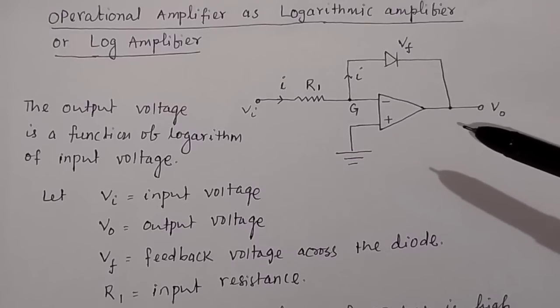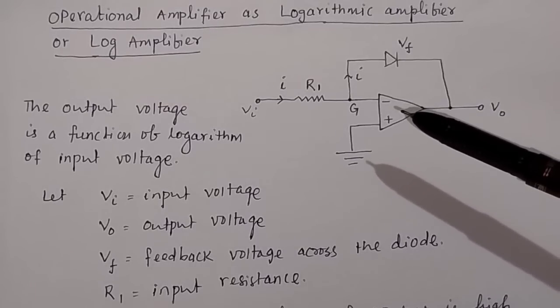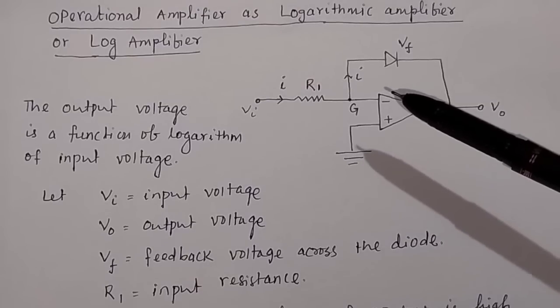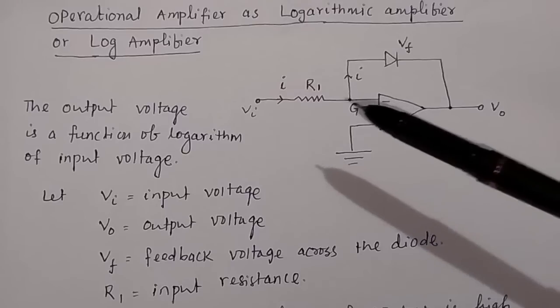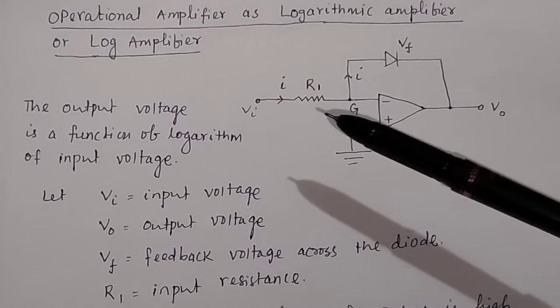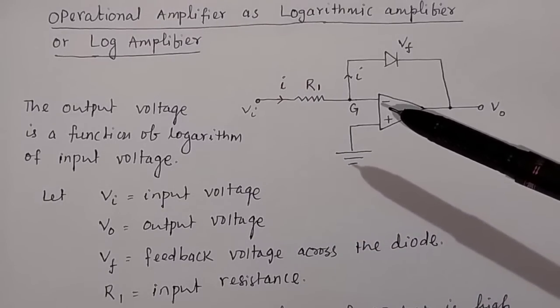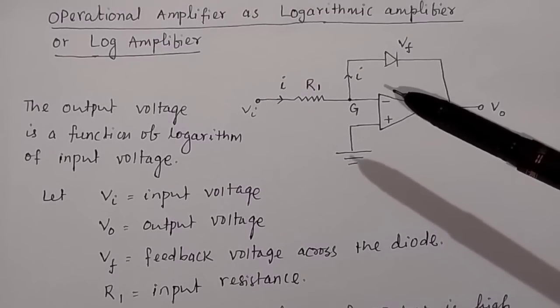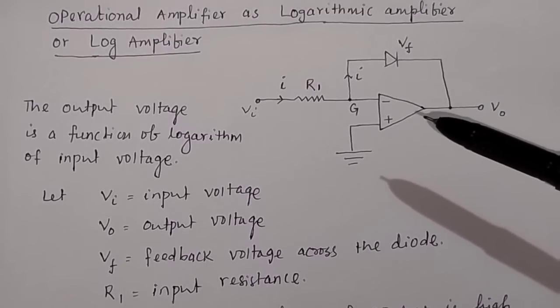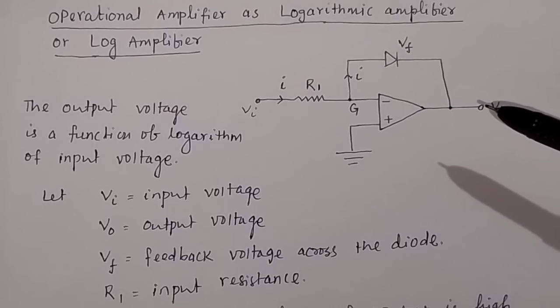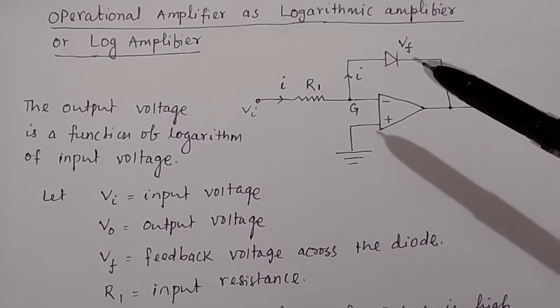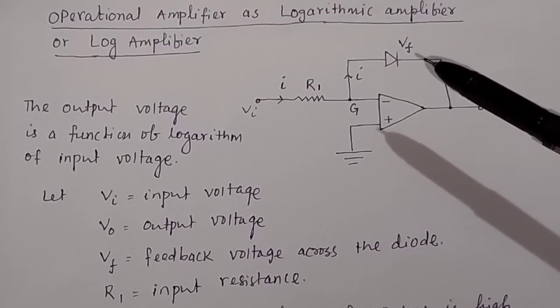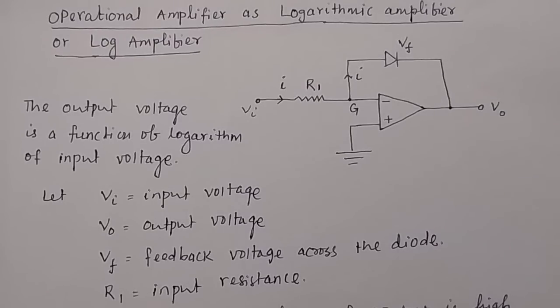And here the output voltage is negative, because I have told you, when the operational amplifier is connected, the input voltage or signal is connected to the inverting end, then the output voltage will be negative, because the signal will get inverted in the output. That is why the output voltage will be negative. So you can write V output is equal to minus of Vf, or Vf is equal to minus of V output.